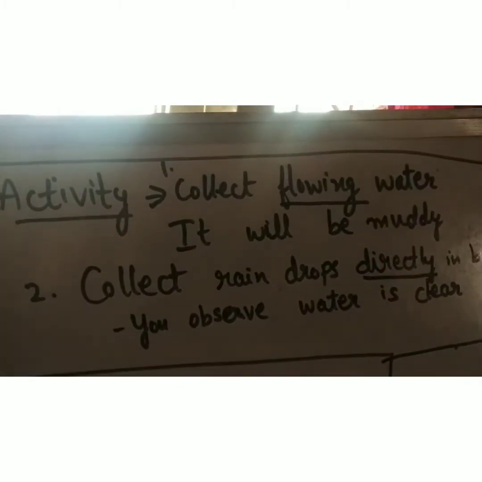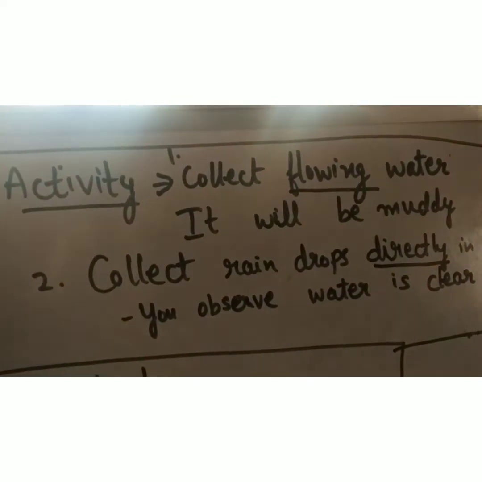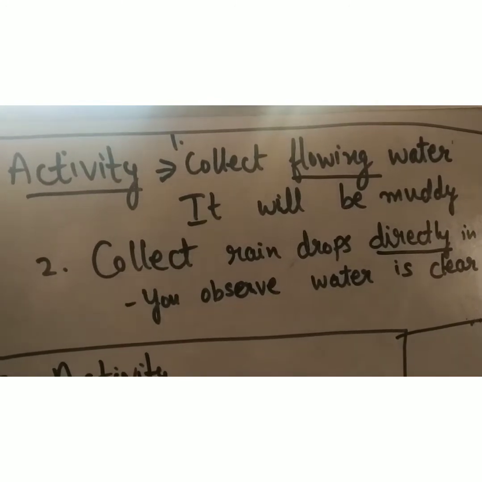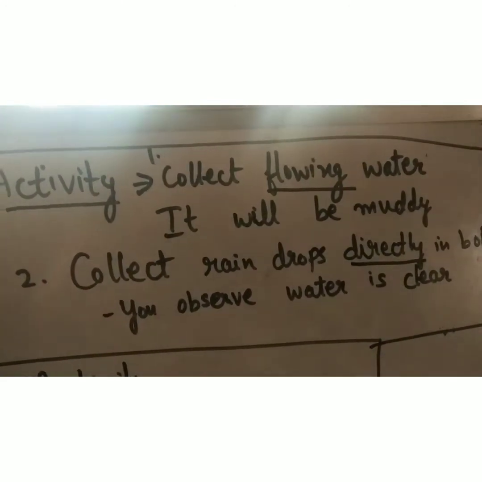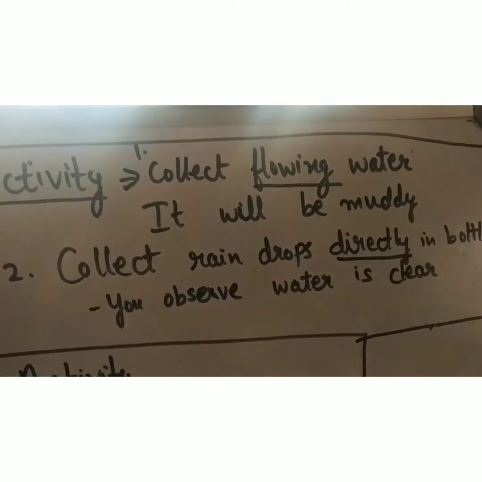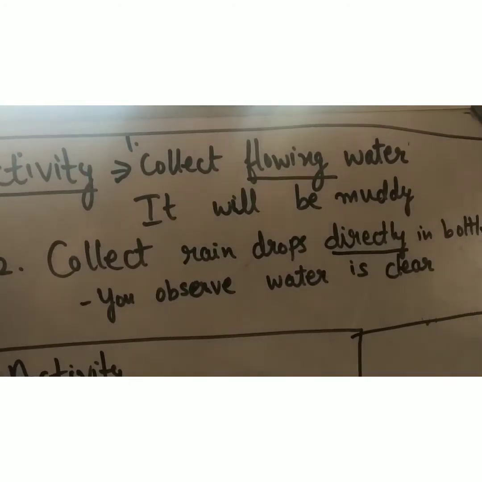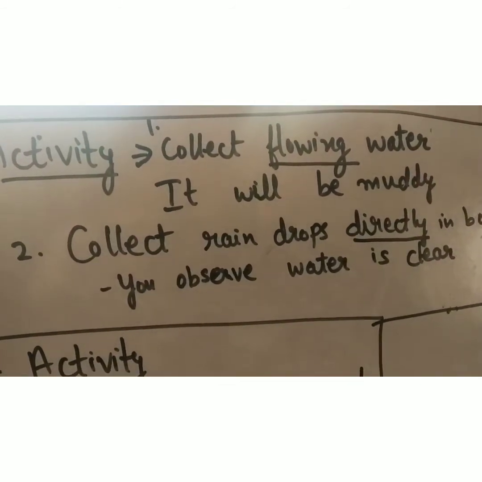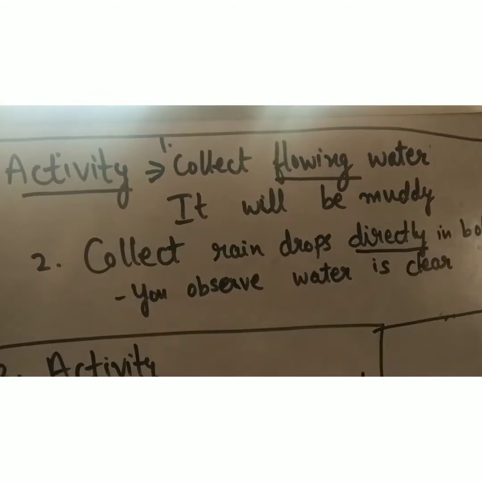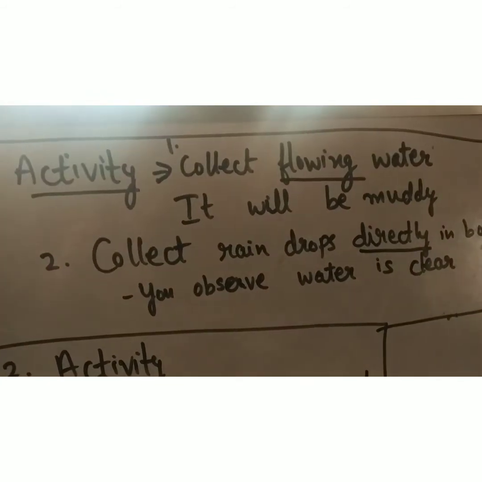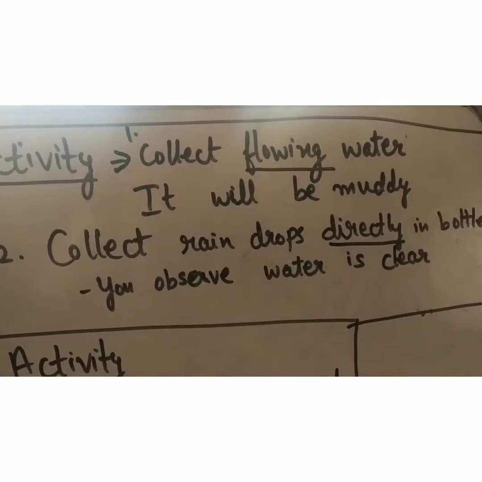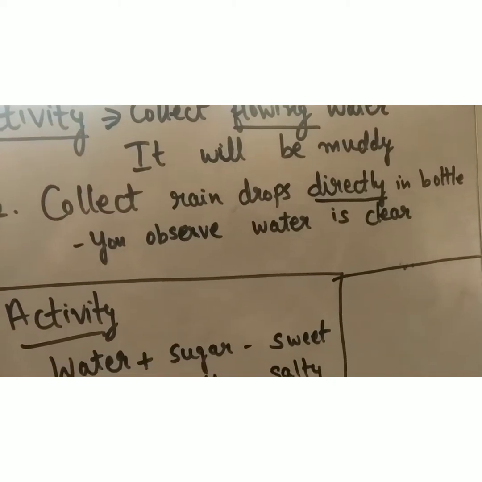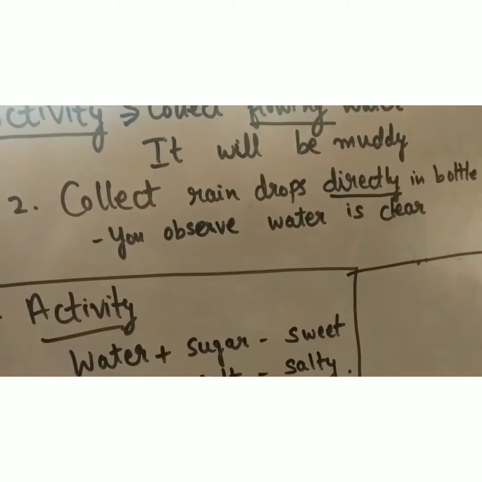Collect water in two bottles. One is flowing water. When rain comes, the water is flowing, isn't it? You collect that in one bottle, and in one more bottle you collect the rainwater directly from the rain. So, what do you observe? In the first bottle, it will be muddy because it is mixed with mud. Flowing water is mixed with mud particles. And if you collect the raindrops directly, you see the water is very clear.